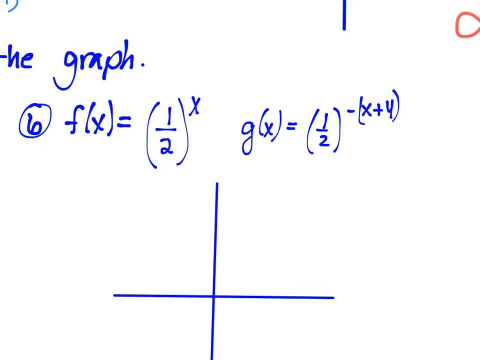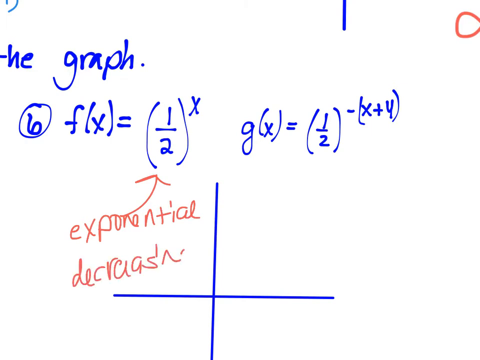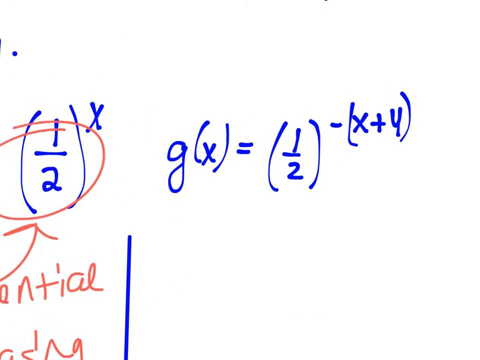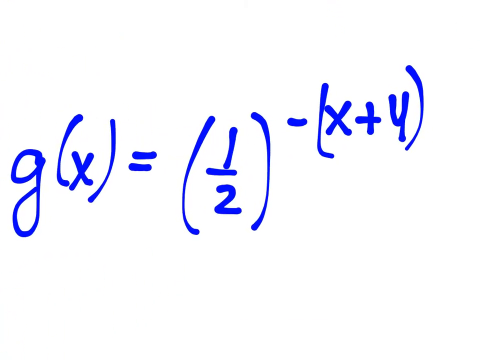Are there any transformations in the first one? What kind of a graph is this going to be? Exponential. It is exponential, but is it increasing or decreasing? Decreasing. Why do I know that's decreasing? Because it's a fraction that's what? It should be higher than 0. It's higher than 0, but less than 1. Good. So over here, I have the same base, but I have a whole bunch of things going on here.